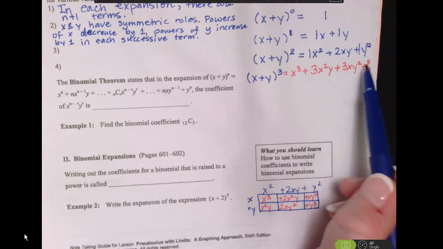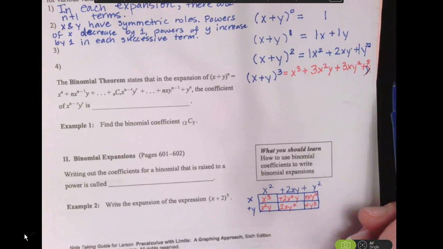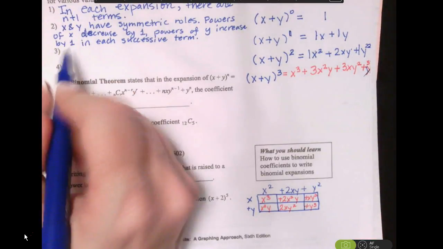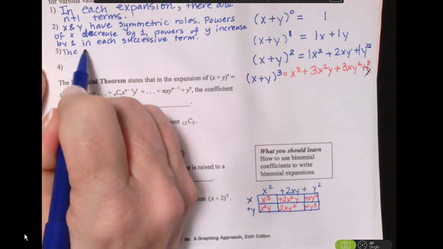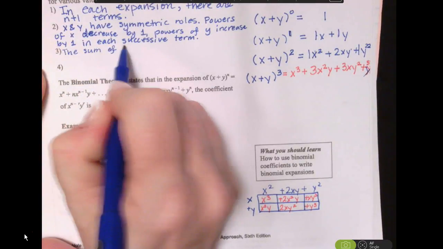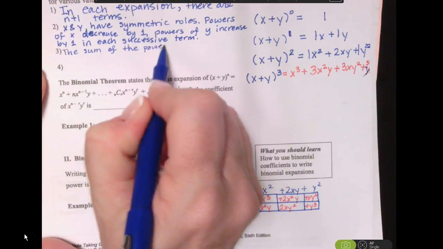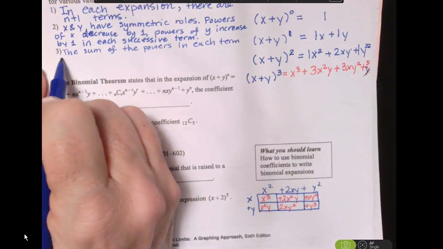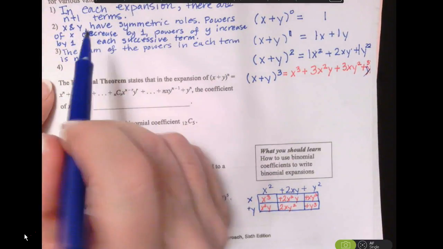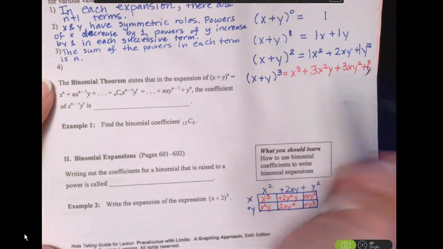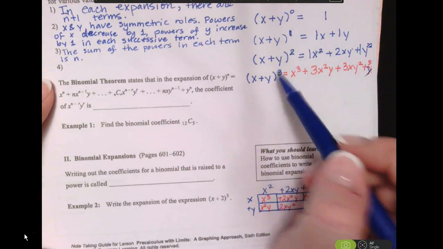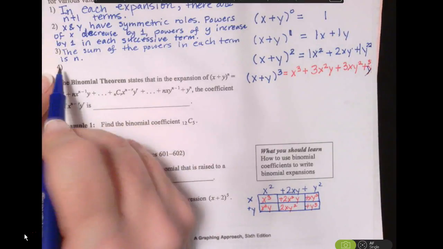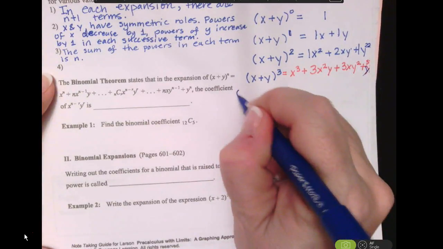Here we have a 2 and a 1, that's 3. A 1 and a 2, that's 3. And y cubed. So I'm going to write that observation down as the sum of the powers in each term is n. And so if n is our power, then the powers are going to add up to n. And then we're going to go ahead and do x plus y to the fourth.